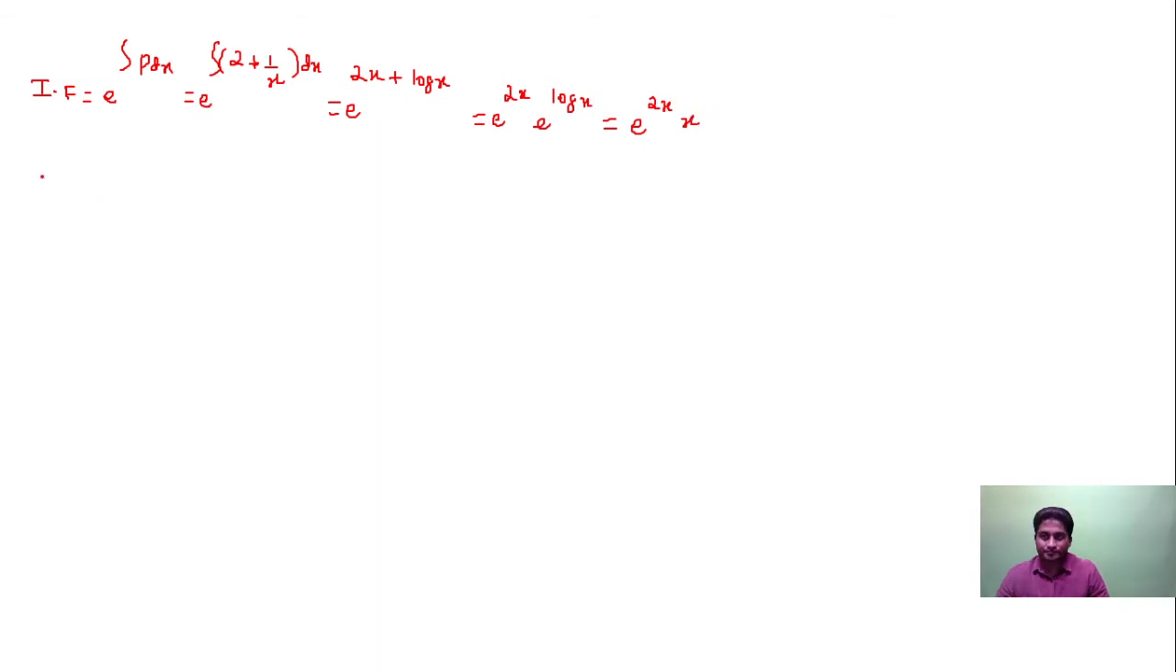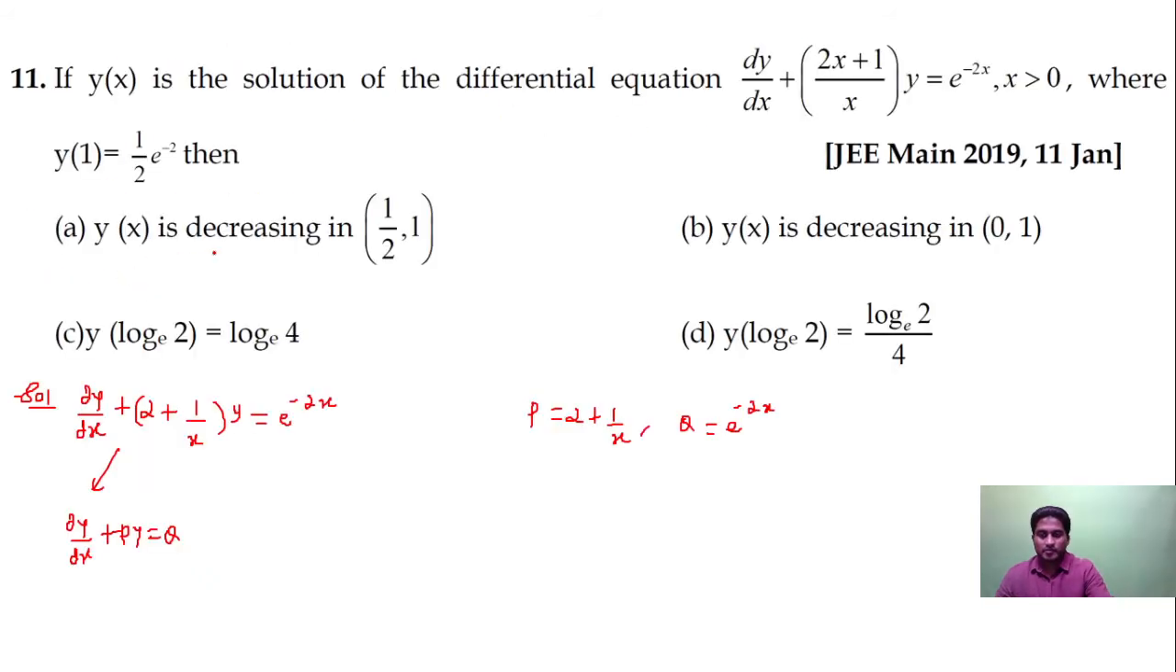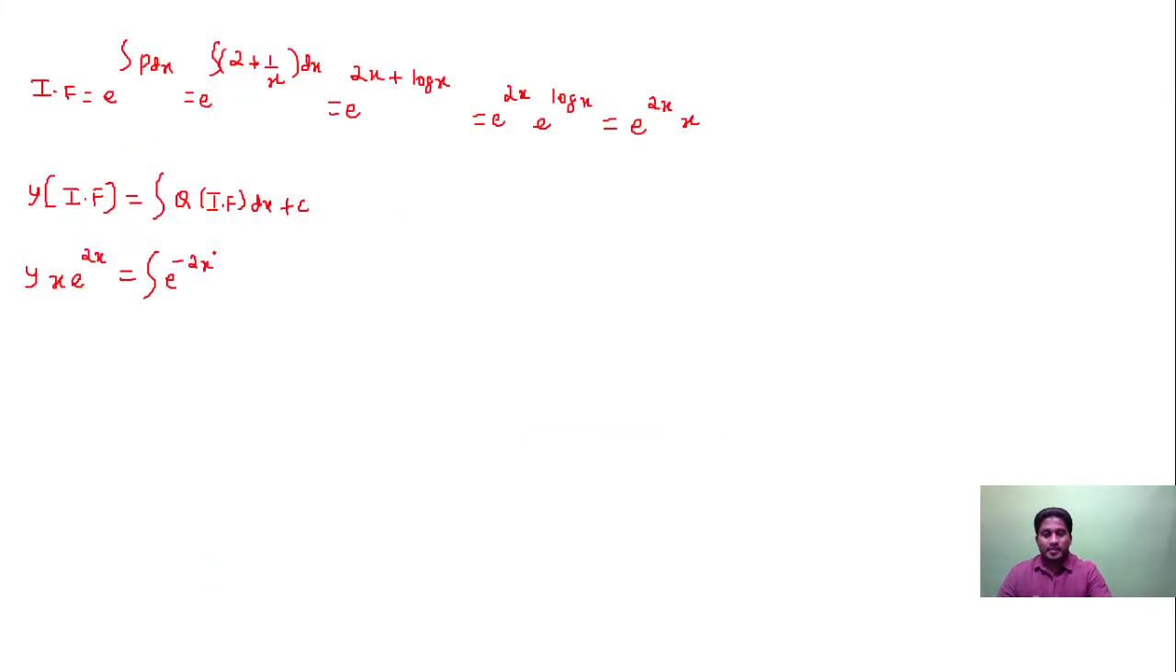Now the solution is y into integrating factor is equal to integral of Q into integrating factor dx plus c. You get y into IF, that is x into e to the power of 2x, is equal to integral of Q into integrating factor. Q will be equal to e to the power of minus 2x, and the integrating factor will be equal to x into e to the power of 2x, dx. Anyway, this will cancel. Now y x into e to the power of 2x is equal to integration of x, which is x square by 2, plus the constant c.